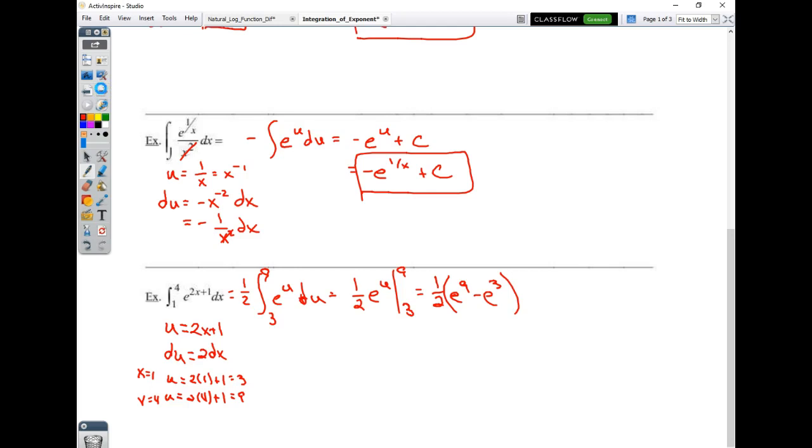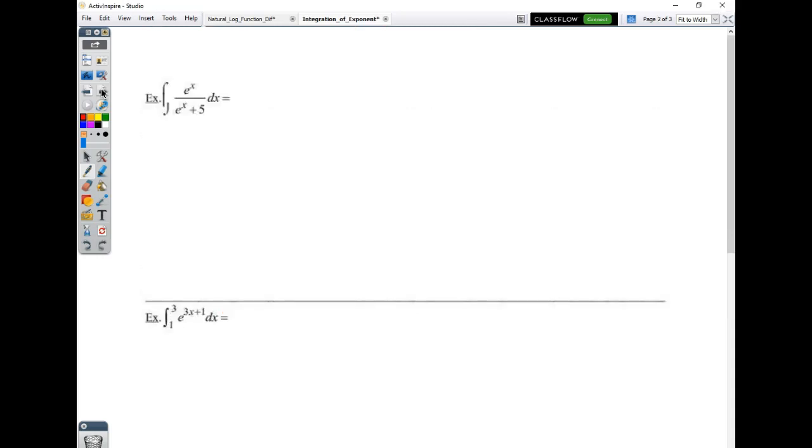All pretty good stuff. As we wait for the Promethean board that's not responding to move forward. There we go. We look at the next problem: e to the x over e to the x plus 5. I'll give you a moment to pause the video and see if you could solve this problem.